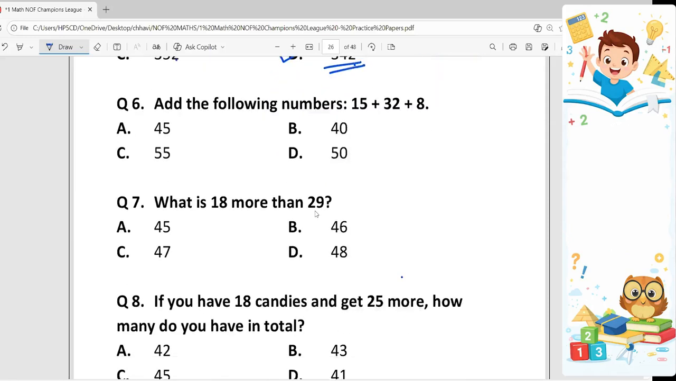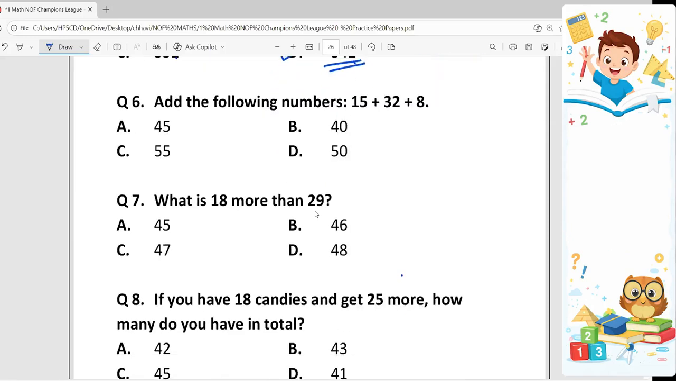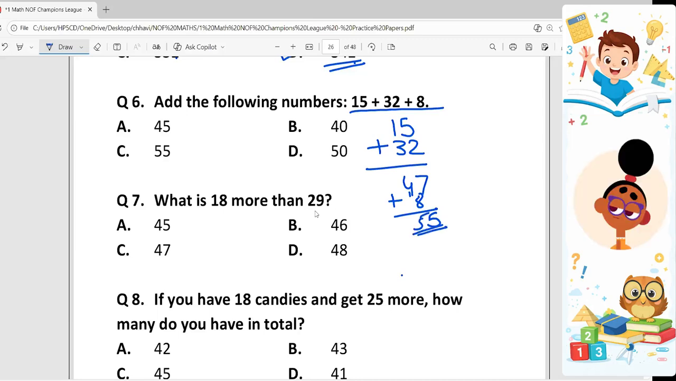Question number 6. Add the following numbers. Now we have to add them. So we'll do it one by one. 15 plus 32 is 7 and this is 4, 47. Now add 8 to it. So it will be 7, 7, 14 and 1, 15. 1, it is 55. So our answer is 55 and it is option number C.